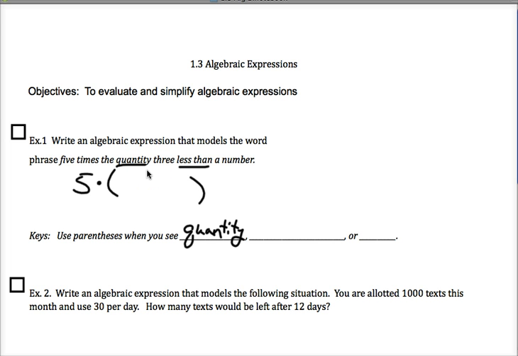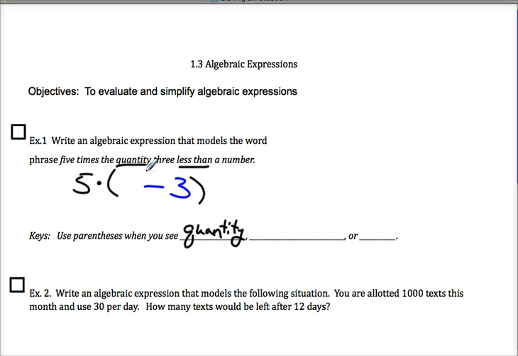Now, it says 3 less than a number. Well, a lot of people would put 3 minus x or 3 minus n or whatever your favorite letter is, but that would be wrong. If you think about your age, let's say you're 15, and I say, what's 3 less than that? I would guess most of you would say 12. To get that 12, you wouldn't go 3 minus 15, you'd actually go 15 minus 3. So when you see 3 less than, you actually have to reverse the order.